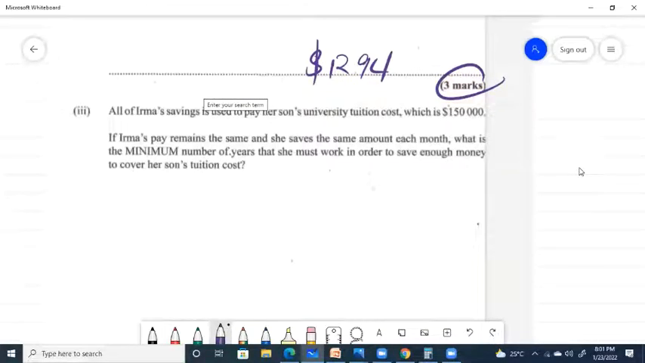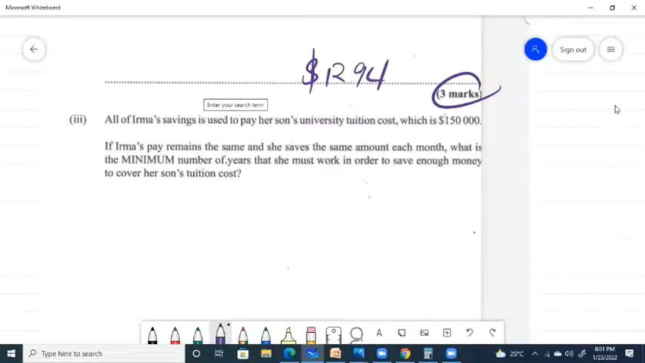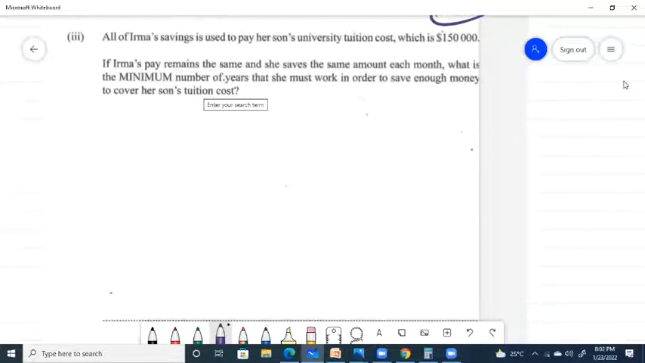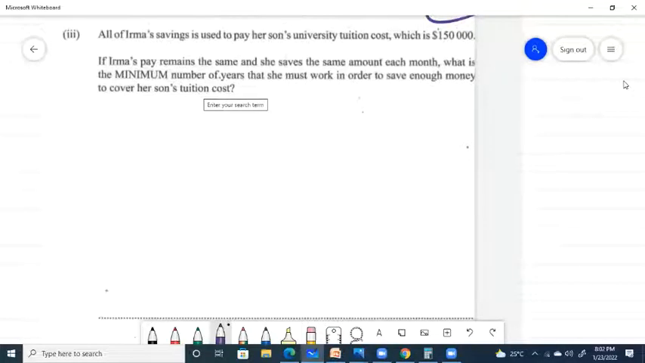This one says, all of Irma's savings. Let me pull down this a little bit. All of Irma's savings is used to pay her son's university tuition, 150,000. Irma's salary remains the same, and she saves the same amount each month. All right, so we can work on that. What is the minimum number of years that she must work in order to save enough money to cover it? So the minimum number of years she's going to have to work to cover.